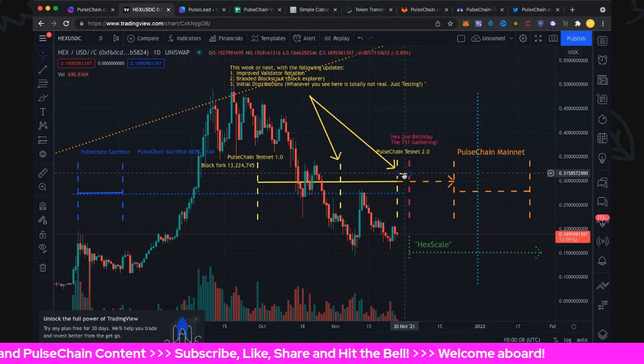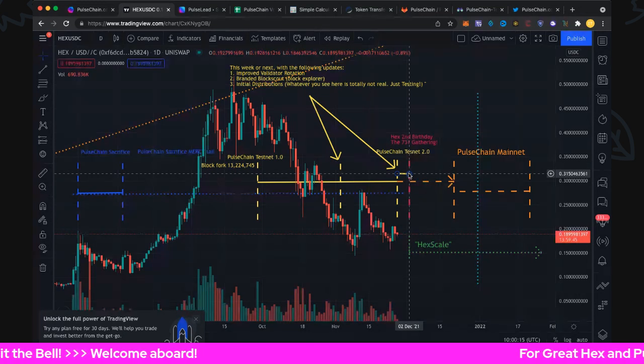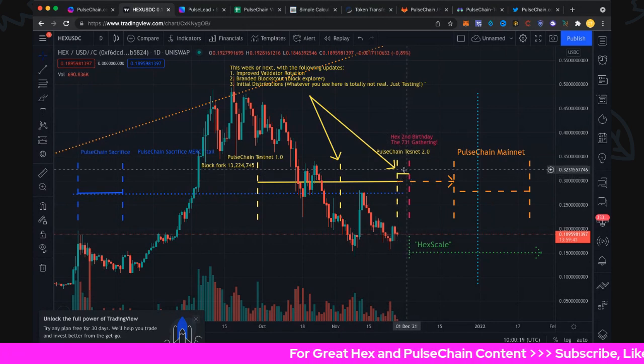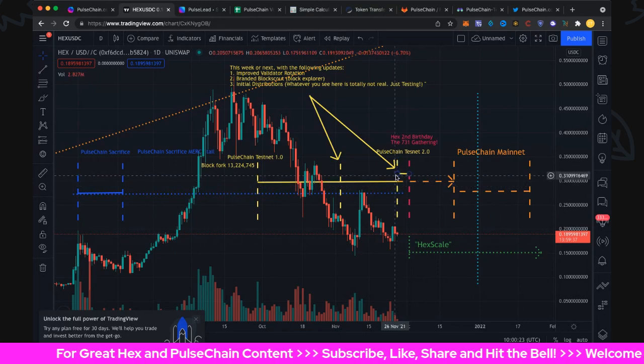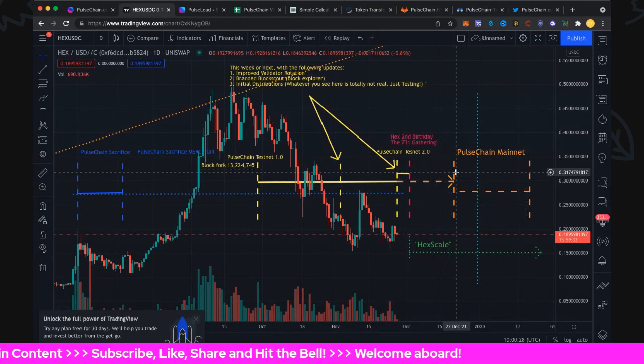All right, so this is where we are at the moment. Very cool. And almost at the end of November and leading up into the second birthday of Hex. So we'll look forward to PulseChain Testnet 0.0. I definitely hope it comes out at this stage here rather than further out. That'd be very cool.